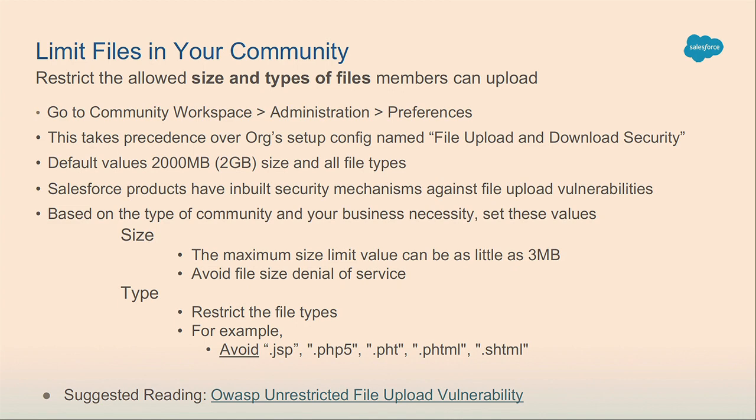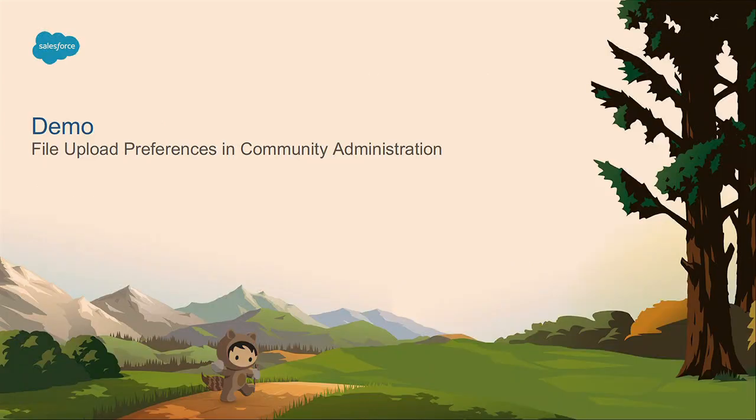For example, file types like JSP, PHP5, or SHTML, which can have code, shouldn't be allowed to be uploaded on your community because under normal circumstances, there is no reason for community users to upload these kinds of code files on the community. In order to get more information about it, we recommend that you go through the OWASP page called OWASP Unrestricted File Upload Vulnerabilities and what can go wrong with unrestricted file uploads. All right, so let's look into the demo.